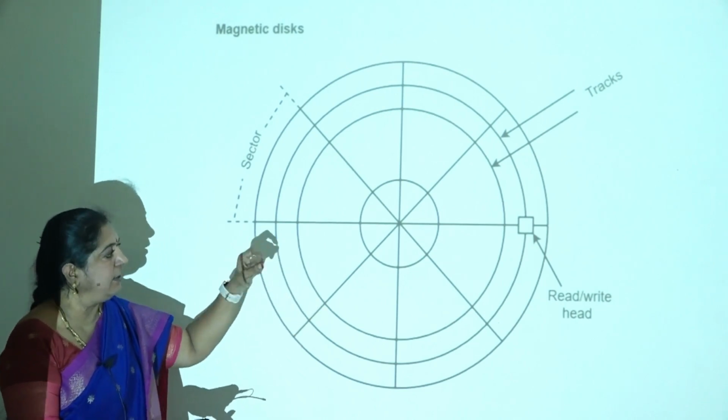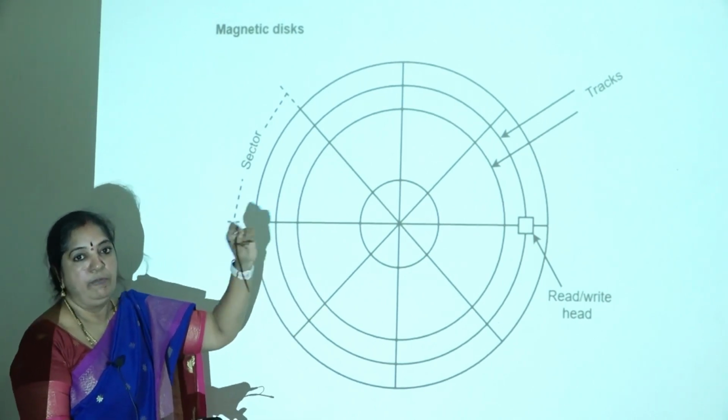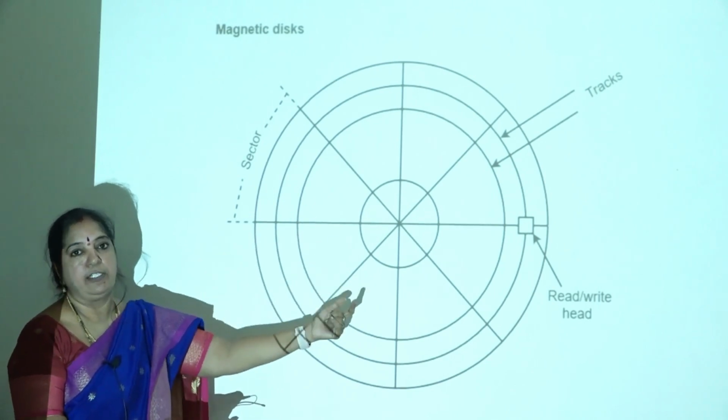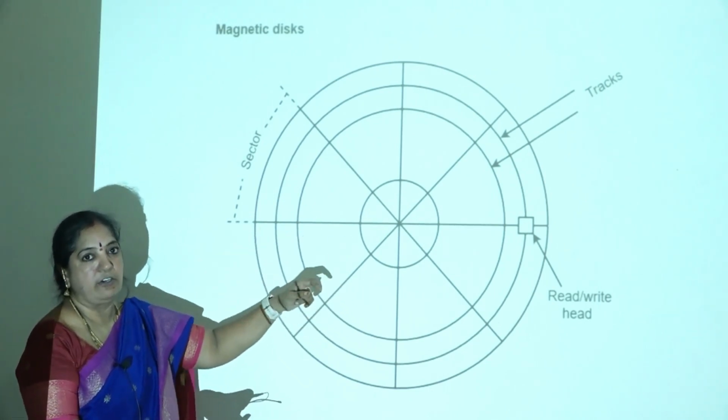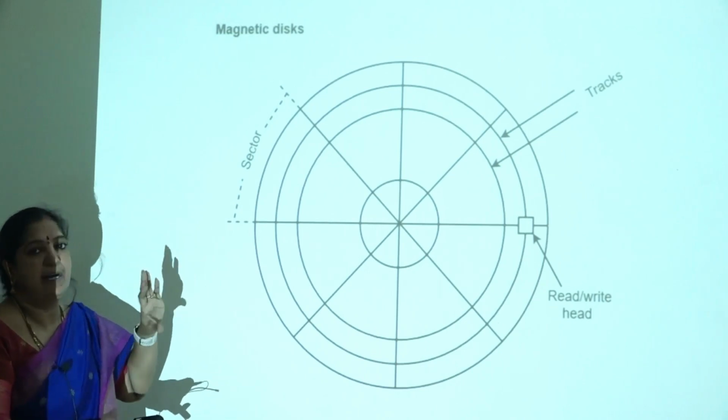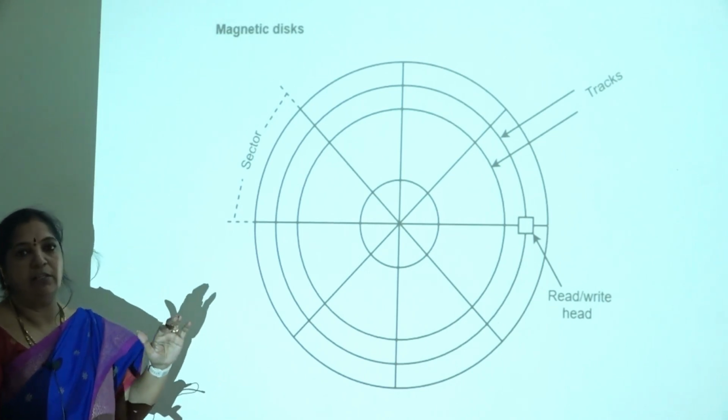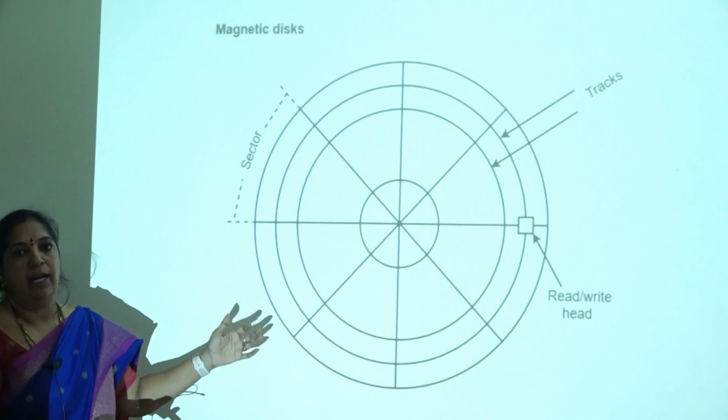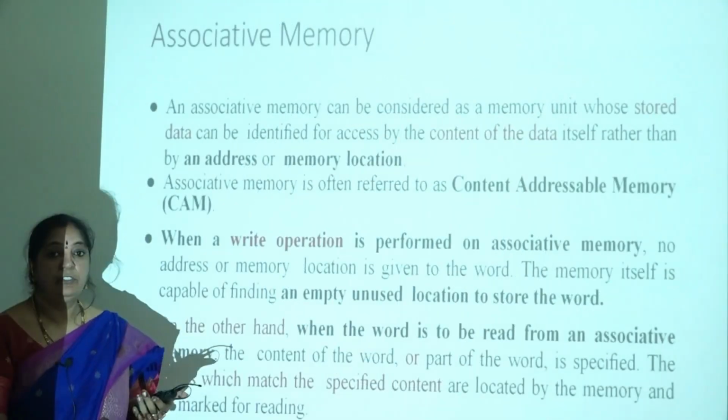There are various algorithms for how we move from one point to another, maybe from the starting point or from the nearest point, and how easily we can access the data. So magnetic disks are very comfortable and convenient for users to store data as well as access data. So that's all.